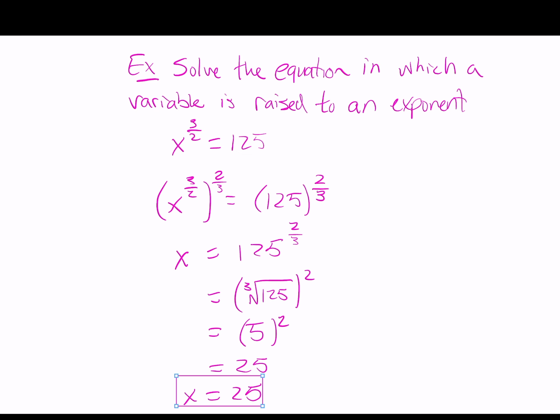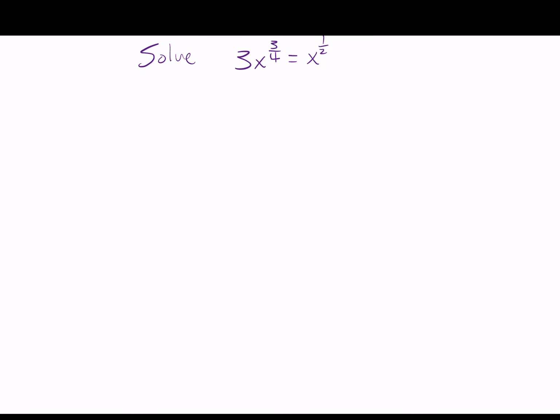Let's try an equation that involves rational exponents and factoring. In this case, we want to solve 3x to the 3/4 power is equal to x to the 1/2 power. The first thing we want to do to be able to solve this is to have a 0 on one side. We want to be able to use the zero product property. So we'll subtract x to the 1/2 power from both sides. So we're left with 3x to the 3/4 power minus x to the 1/2 power is equal to 0.